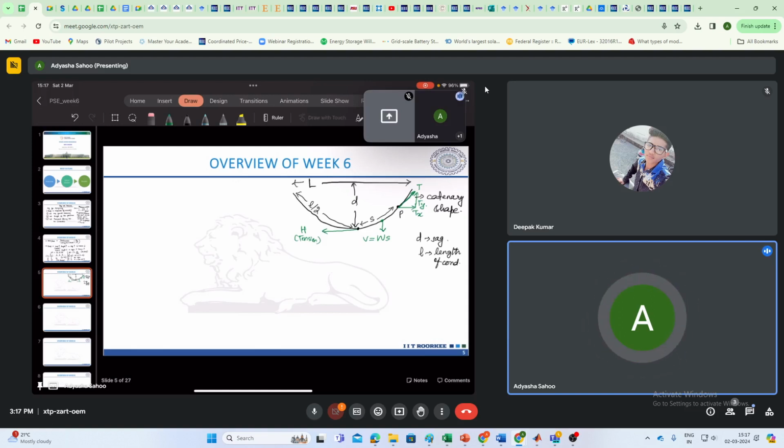If we consider that sag D is very less than the span length L, then we consider this shape as a parabola. We can simplify it as a parabola. So this is an approximation. Now we will derive for the catenary curve.